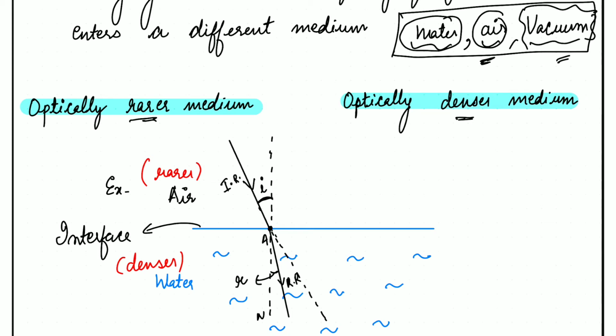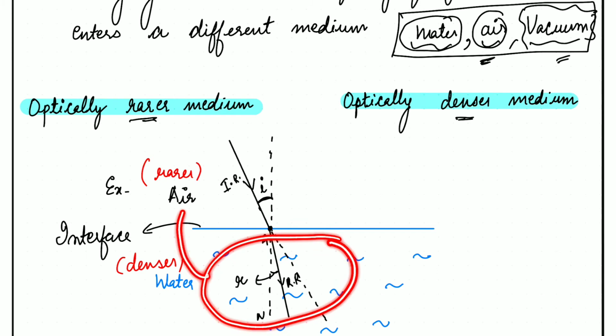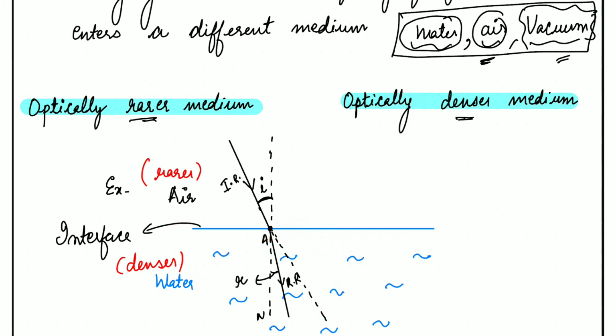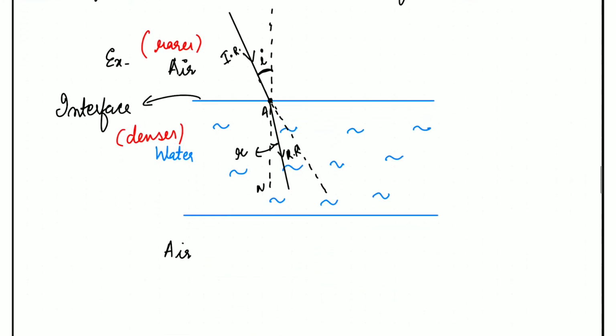So what is an optically denser medium? If somebody asks you what is an optically denser medium, first of all, if your light ray is traveling from rarer to denser medium, then in the optically denser medium, the light ray will be refracted towards the normal. When this happens, we can say this medium is optically denser as compared to your other medium, right? Okay, let's take one more example here.